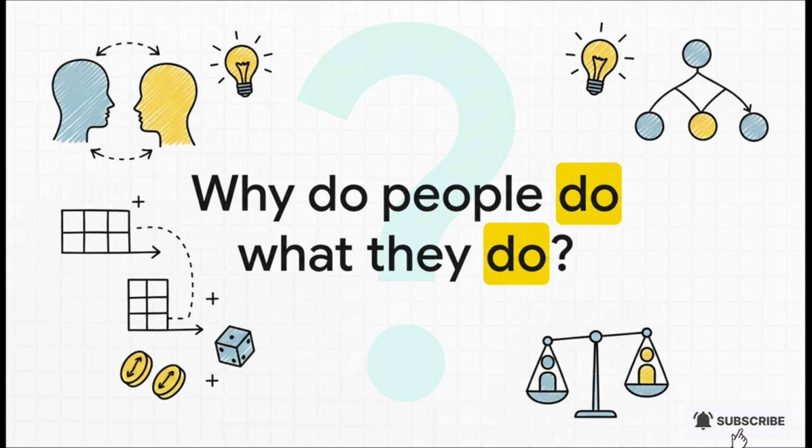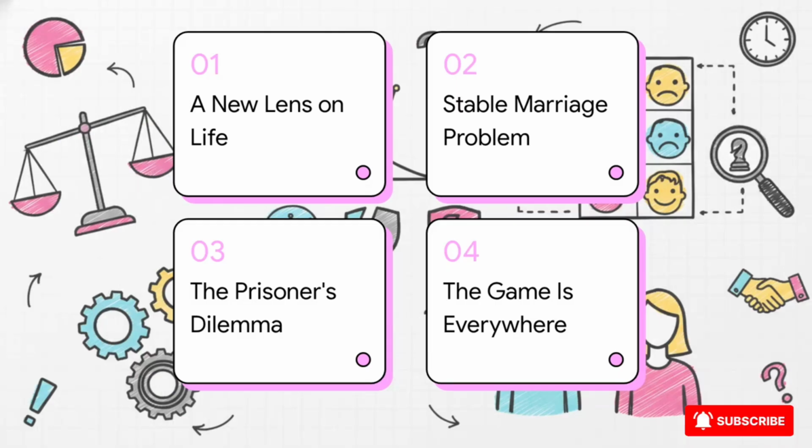Why do we make the choices we make, especially when our decisions bump up against somebody else's? Well, it turns out there's a whole field of study that's all about understanding and even predicting our behavior in these moments. It's called game theory, and it's what lets us finally see those hidden rules of the game. So here's our game plan.